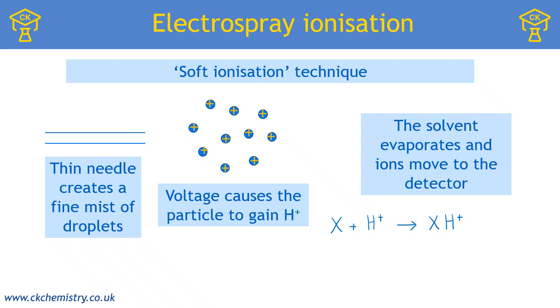So all we need to do there is just heat it. The solvent will evaporate away and will leave behind the ions, which can then get accelerated and move to the detector. So in both of these processes, the upshot, what we're making is something with a positive charge that is accelerated and moves to the detector.